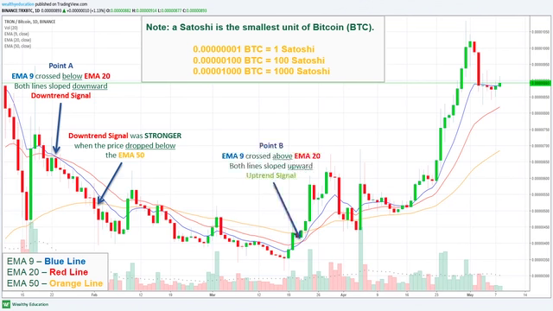And when the EMA 9 crossed above the EMA 20, both lines started sloping up. We have an uptrend signal here at point B. Similarly, when the price broke up through the EMA 50 and it continued to stay above this line, the uptrend signal was considered much stronger. As you can see, the price of this coin skyrocketed by over 200% in just 1.5 months.